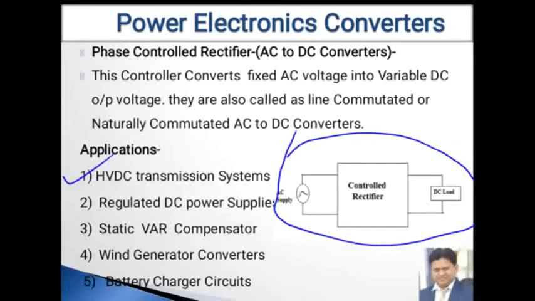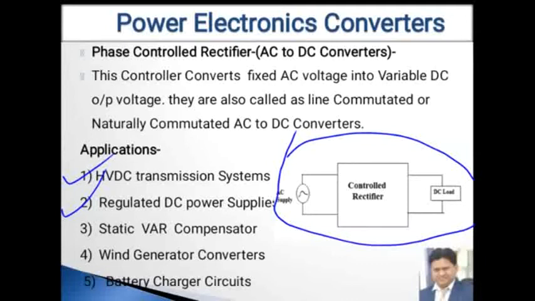Second one is regulated DC power supplies. The control rectifier is also used in regulated DC power supplies, where we require regulated DC power, and there we can use the phase control rectifier.